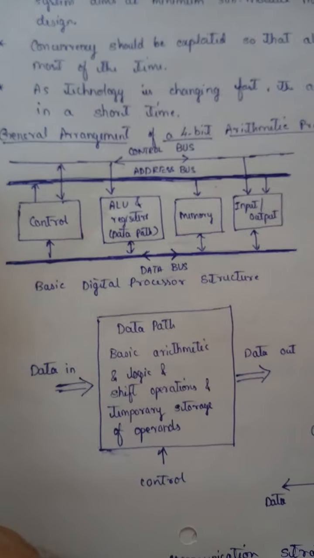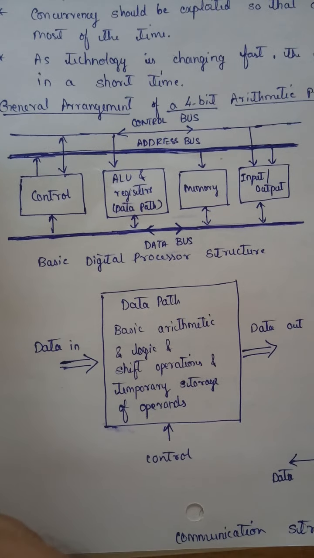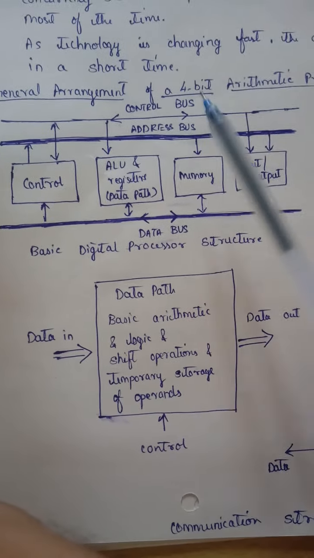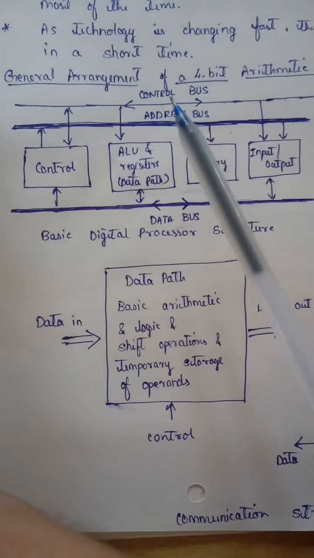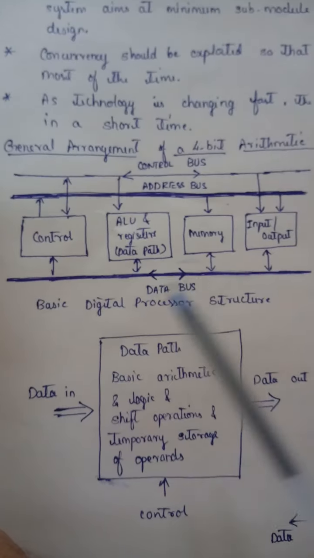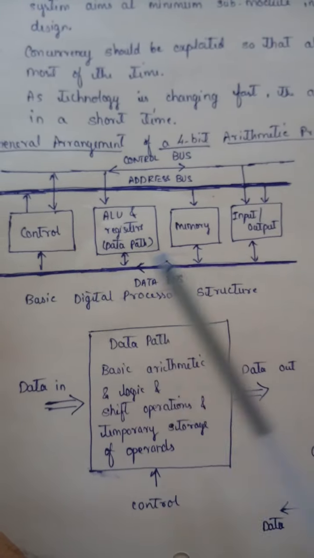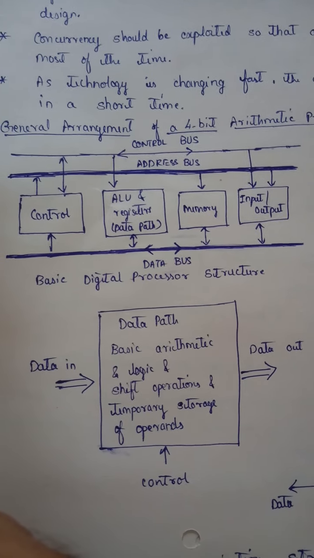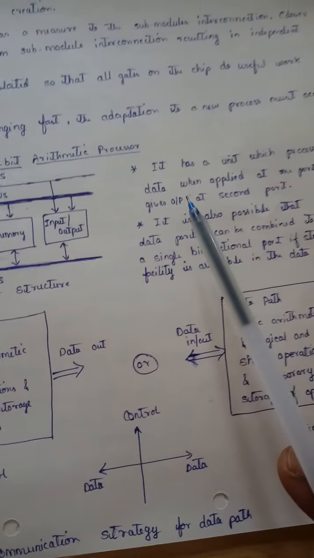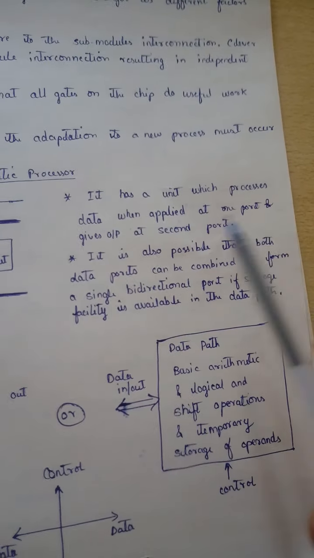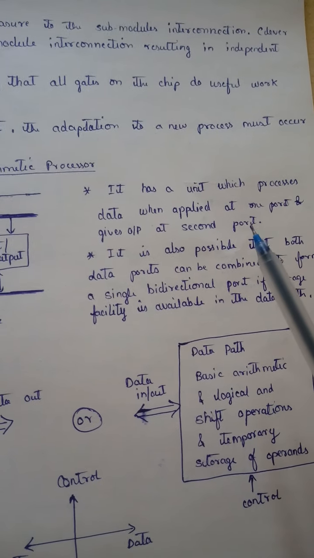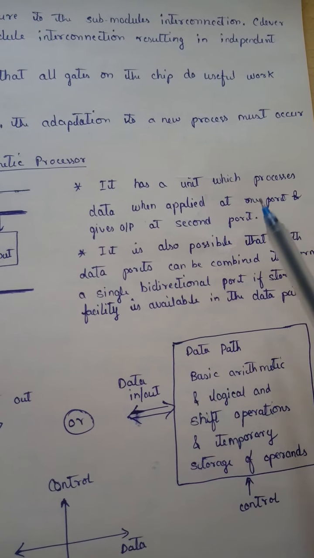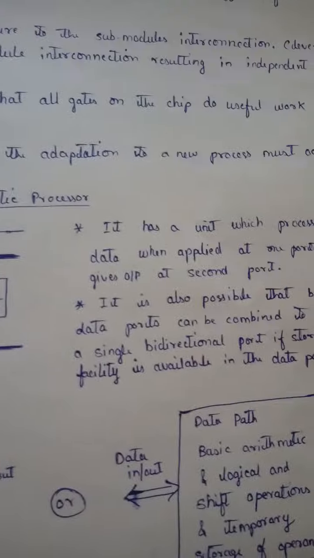So what is this arithmetic processor? It is very simple. It is a processor which is used to do arithmetic operations, is it not? And it is 4-bit, which would have a control bus, address bus, and data bus. Within these are the components which you can go through, and it has a unit which processes data when applied at one port and gives output at the second port. So one port you can think of as an input port, and the one where you get the output is called the output port.